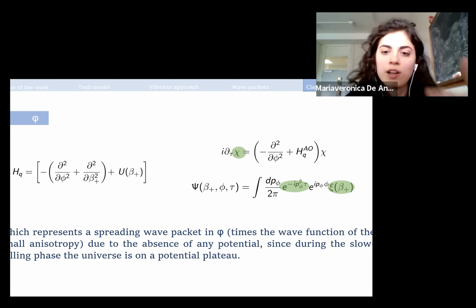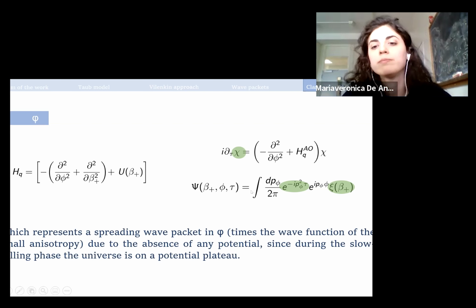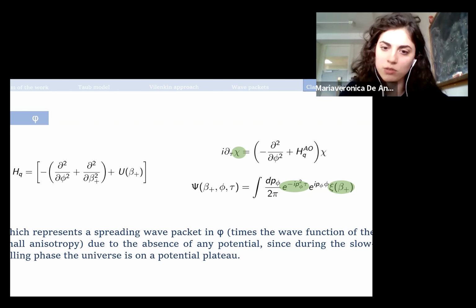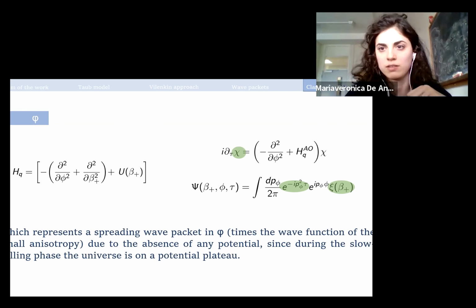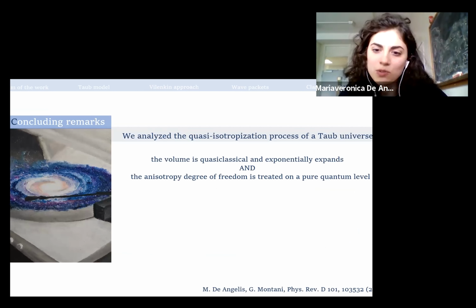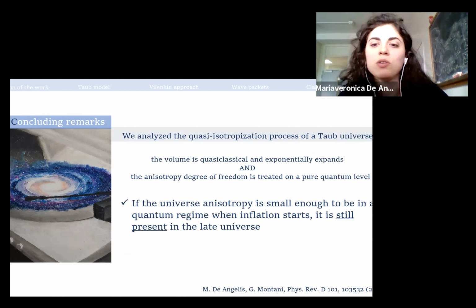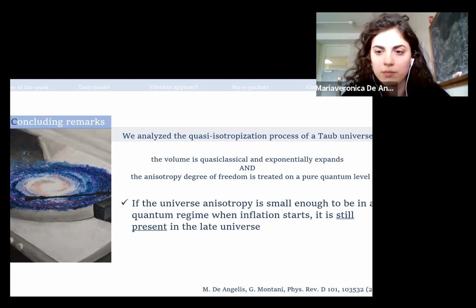Moving to the general solution, we get this function. This represents a spreading wave packet in phi, due to the absence of any potential term that governs its dynamics. What we have done is to find that, starting with an isotropic universe, we can reach the quasi-isotropization, treating the volume as a quasi-classical variable.